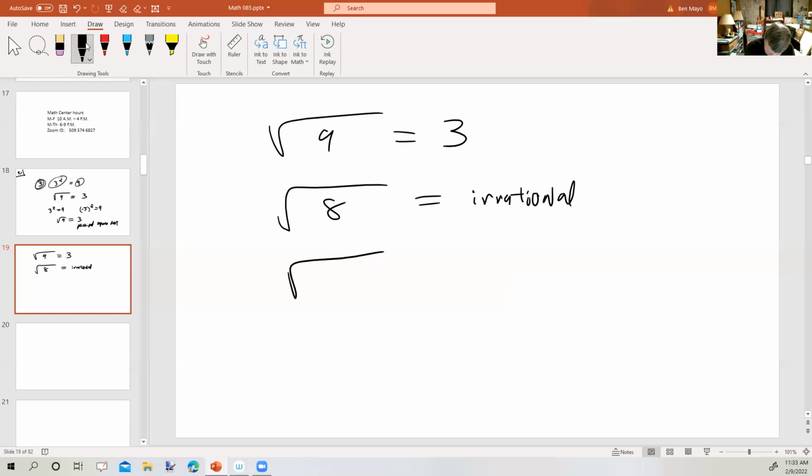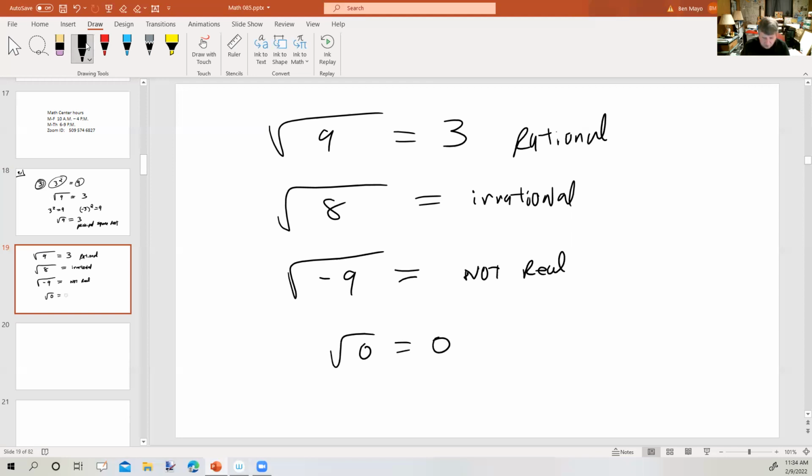Now, if, however, we take the square root of a negative number, we get a number that is not real. It's imaginary, and we're not going to deal with imaginary numbers at the moment. But suffice it to say, the square root of a perfect square gives you a nice answer, a rational number. So we'll say this is rational. The square root of a positive number that's not a perfect square is irrational. The square root of a negative number is not real. Oh, one more example, the square root of 0 is 0. Any questions about those examples?